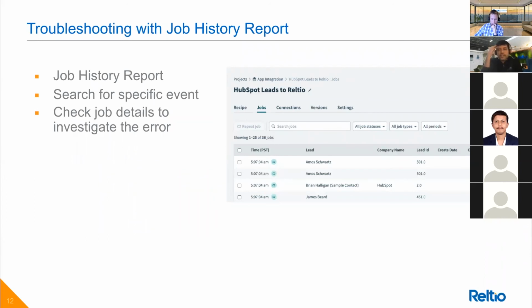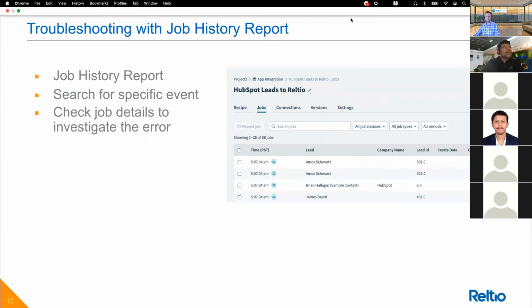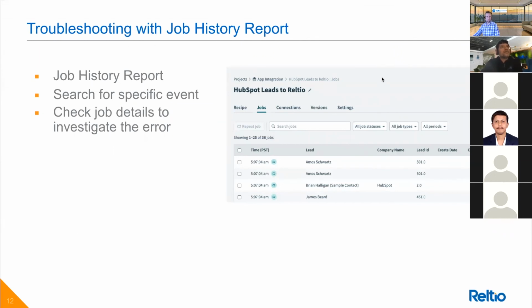For example, if a lead is not getting replicated from your HubSpot to Reltio, and somebody asks you to go and check out this particular lead, it has not replicated, please help me fix that issue. In such cases, it would be easier for us to identify those leads or those events within the job history. And I'm going to show over here how you can do that.